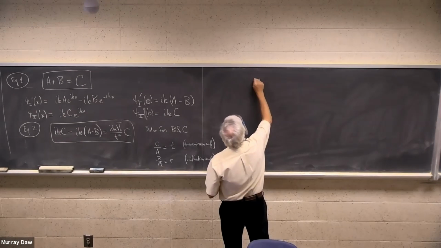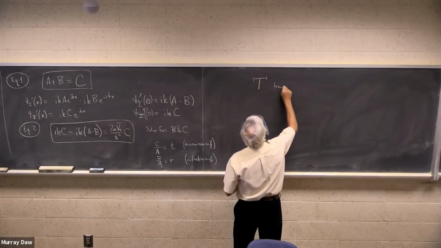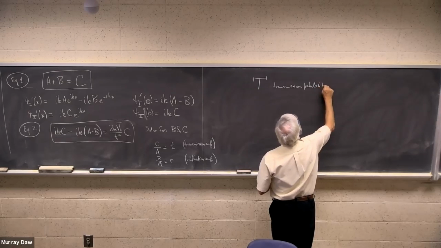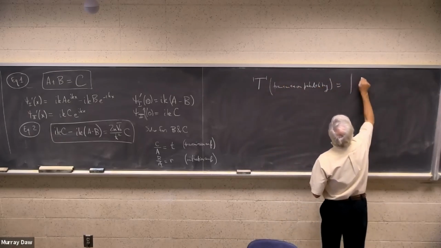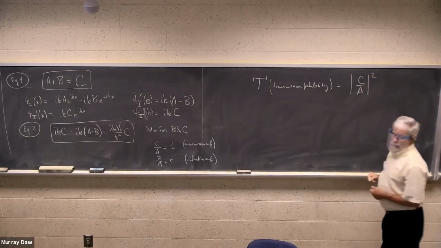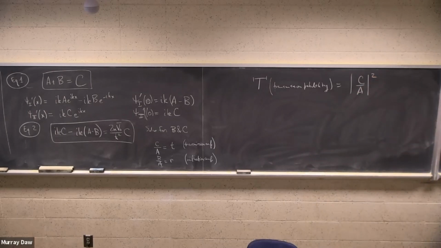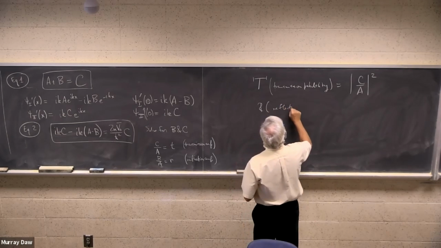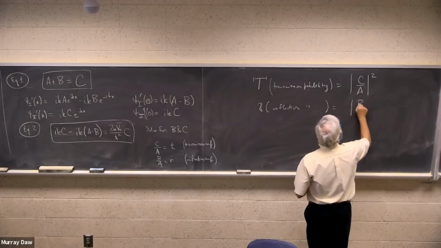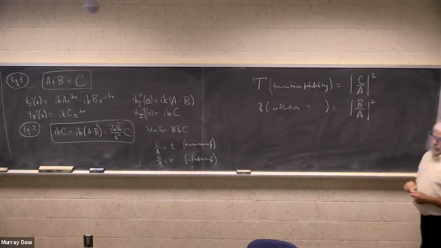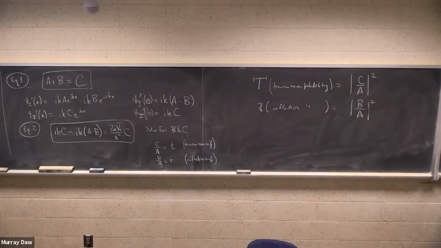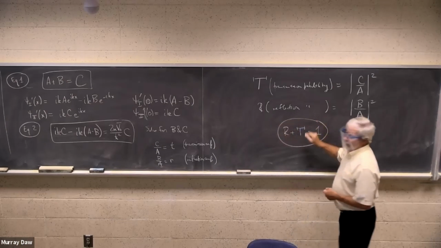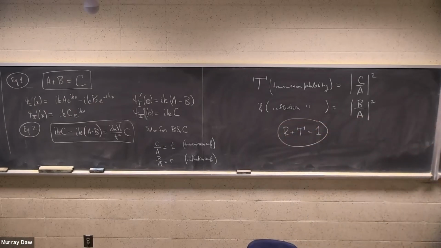So the transmission probability is going to be equal to the complex magnitude squared of that ratio, C to A. And big R, the reflection probability, is the complex magnitude squared of B over A. And then it should be true: the reflection plus the transmission should equal 1. It's got to work out. If it doesn't, you've done something wrong.